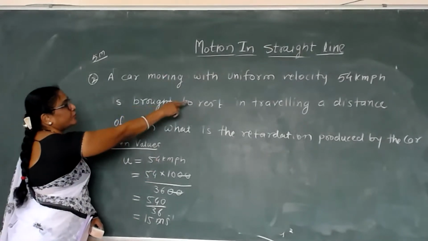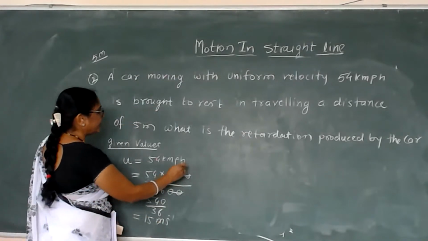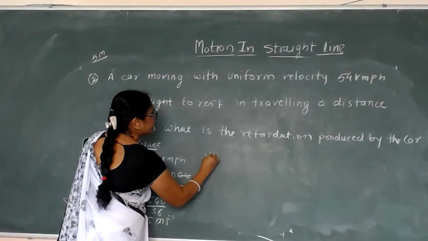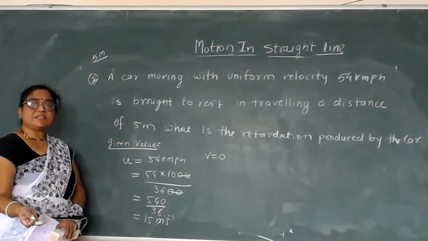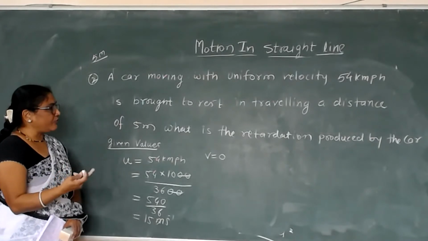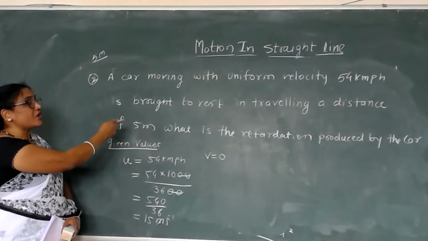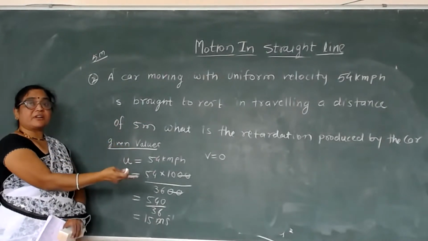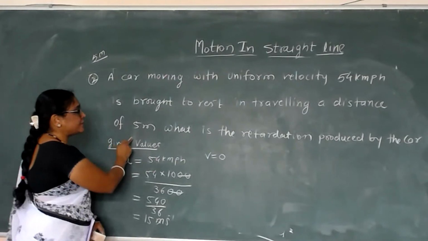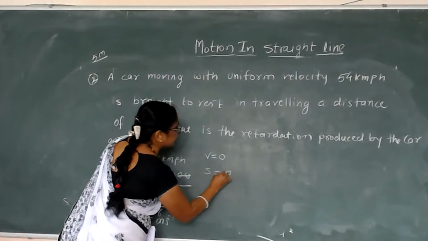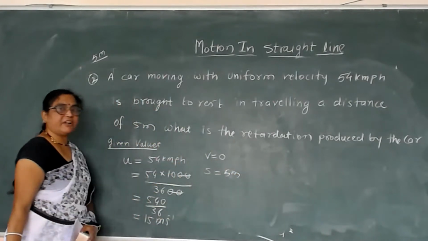Second is brought to rest. Brought to rest means what is the final velocity here? Final velocity is equal to v is equal to 0. After how much distance? What is the distance, and after what time does it come to rest? It is traveling a distance of 5 meter. Means after 5 meter distance covered, that vehicle comes to rest. Means the distance is given in this question. Distance is equal to 5 meter.